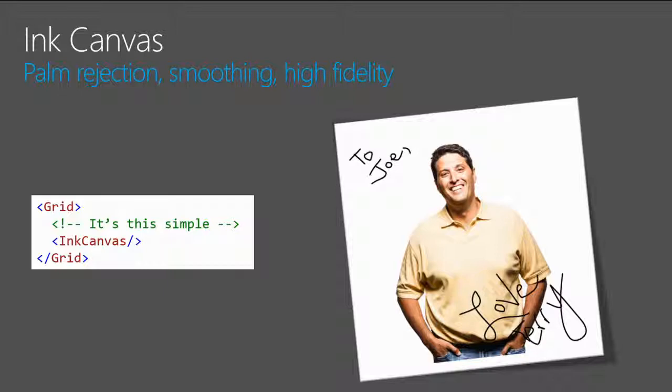What we've done now is we have completely revamped and re-architected the inking experience, and we have now introduced Ink Canvas as a control. You just add Ink Canvas in your app, and you can now have a very premier inking experience that you can enable from XAML. It supports palm rejection, it does smoothing, and it gives very high fidelity inking experiences using this control.